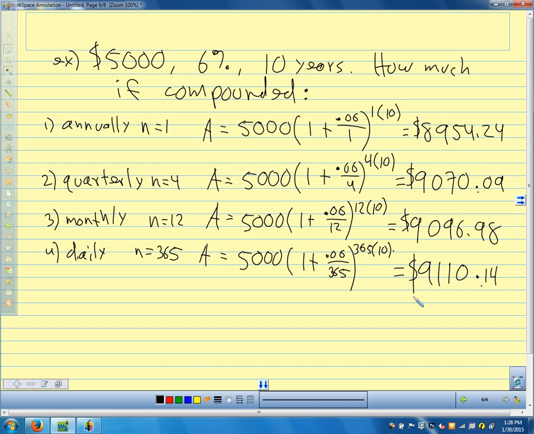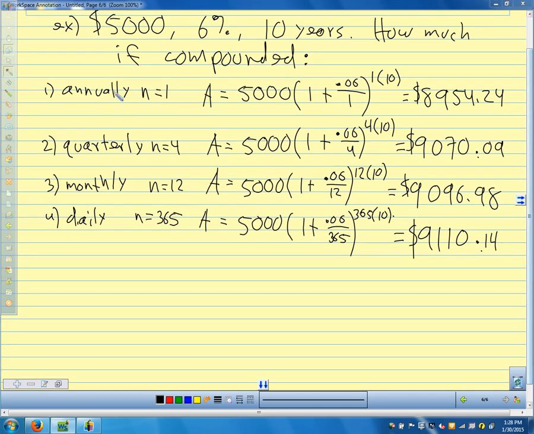So what do we see here? It keeps going up, but does it go up at the same rate? It slows down as we compound more frequently. And something interesting happens. We could compound minutely. We could compound once a second. We could compound twice a second, once every 1/10 of a second.